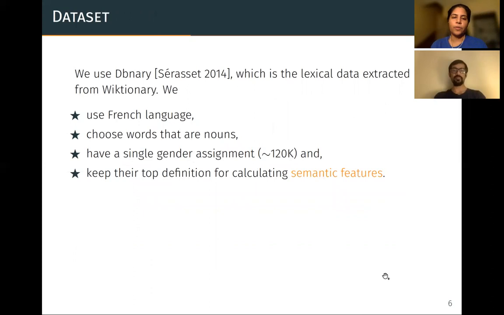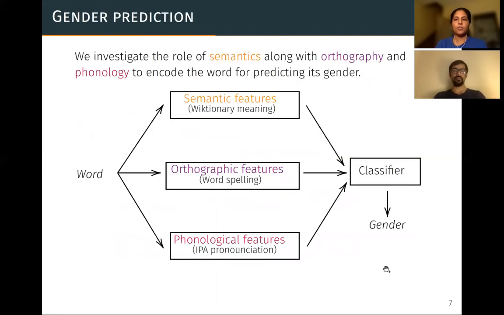So in our work, we use lexical data extracted from a dictionary. We use the French language, choose words that are nouns and have a single gender assignment, which leaves us with about 120K words. And we keep their top definition for calculating semantic features. So the first task is to do gender prediction. And for this, we investigate the role of semantics, orthography, and phonology in making the correct prediction of the word's gender.